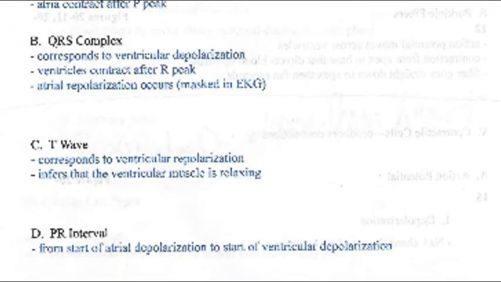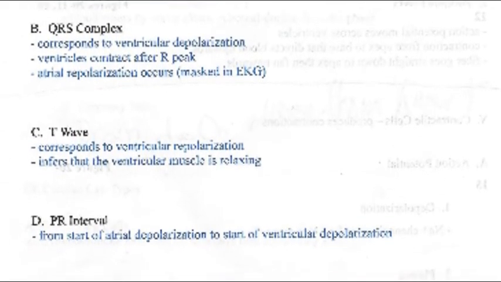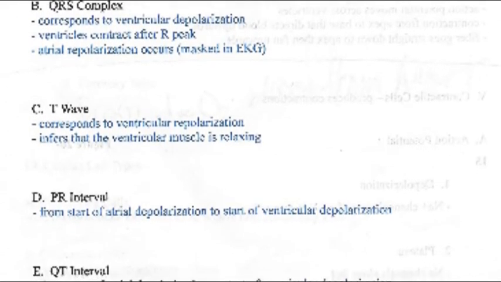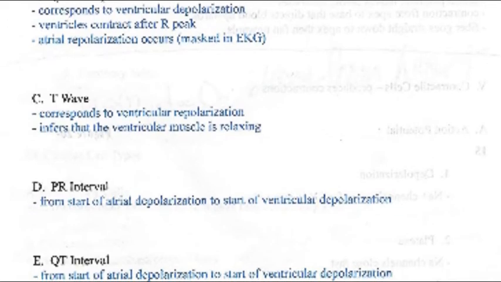T wave. The T wave corresponds to ventricular repolarization. It infers that the ventricular muscle is relaxing.